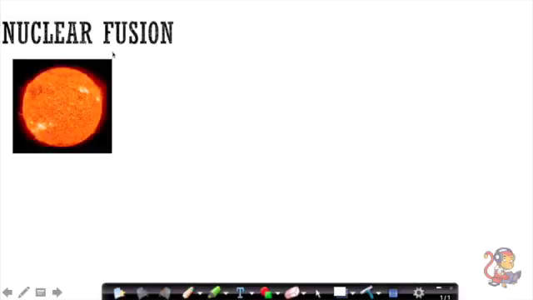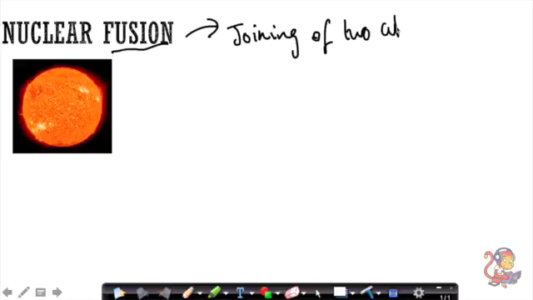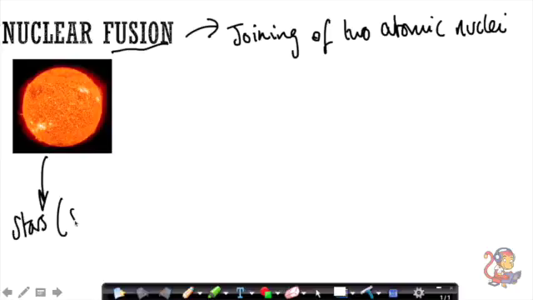So moving on to nuclear fusion then, unlike fission, which was the splitting of atomic nuclei, fusion is the opposite. It is the joining of two atomic nuclei. So it's two nuclei coming together and releasing energy. And this fusion is the reaction that happens in stars, for example our sun, and it releases loads of energy. More energy, in fact, than nuclear fission does. Okay, so it's really important.